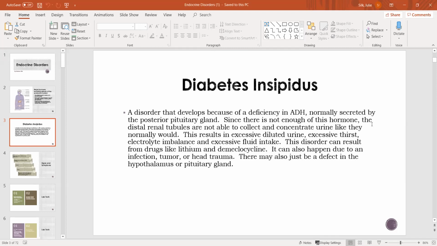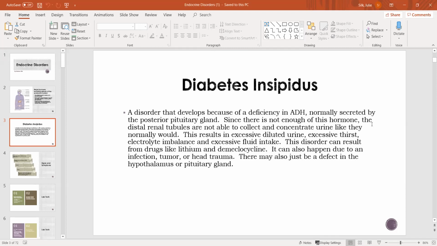When the body has extra fluid, the pituitary gland releases smaller amounts of ADH or sometimes none, so the kidneys would remove more fluid from the bloodstream and produce more urine. So that's how this works. It just depends on how much fluid you have in your body. If it senses that you don't have enough, then it's going to signal this ADH to produce more. If it senses that you have too much, it's going to produce less.